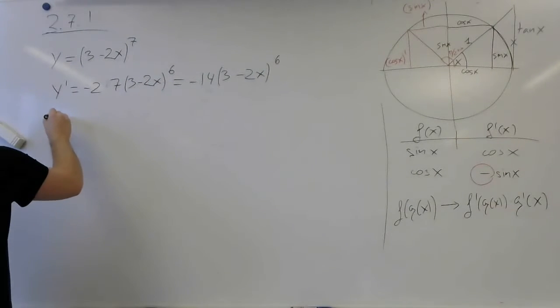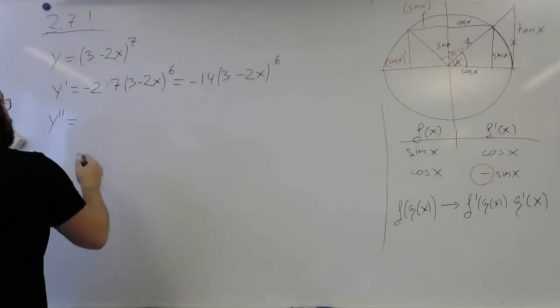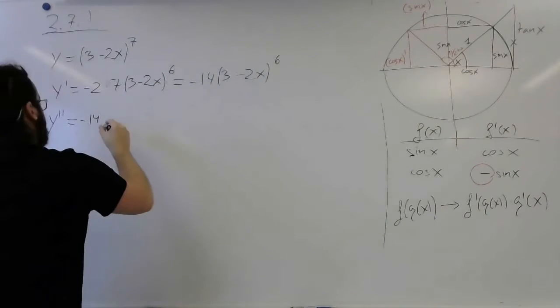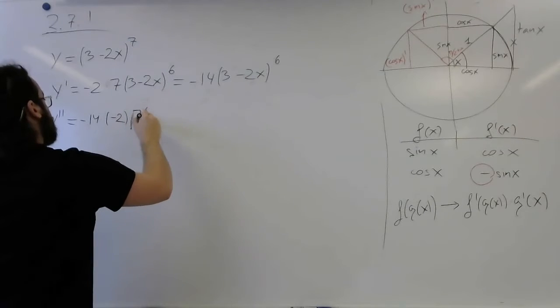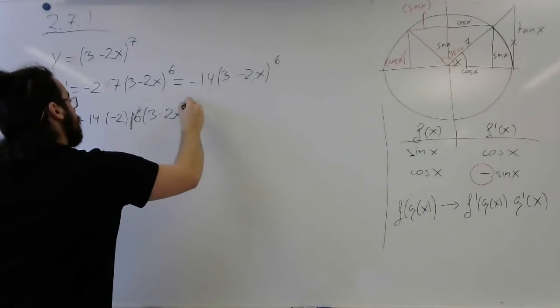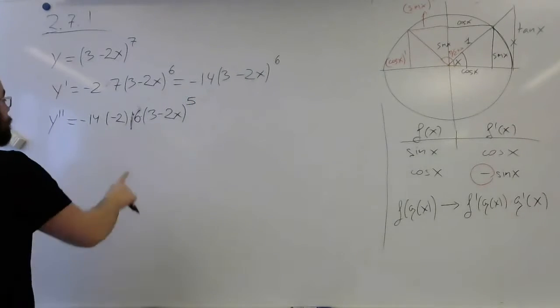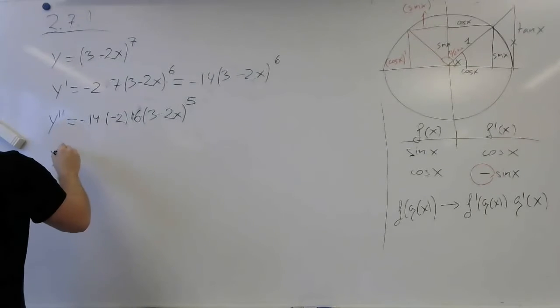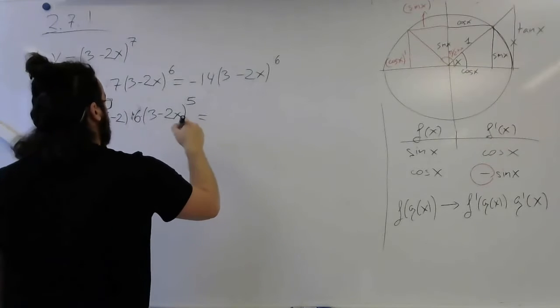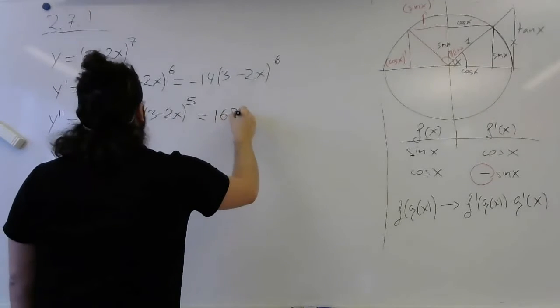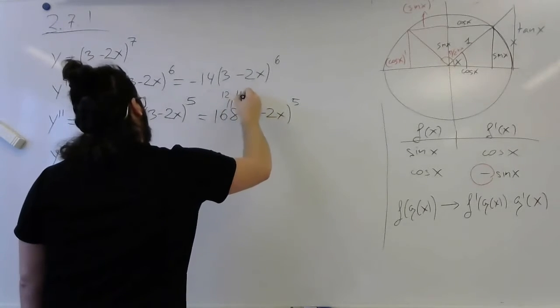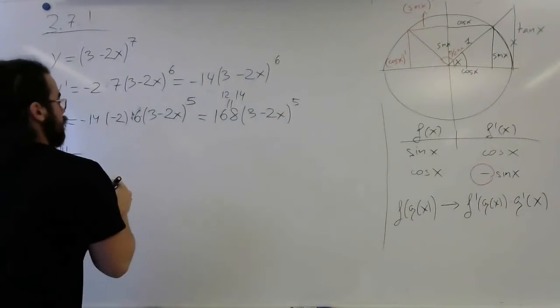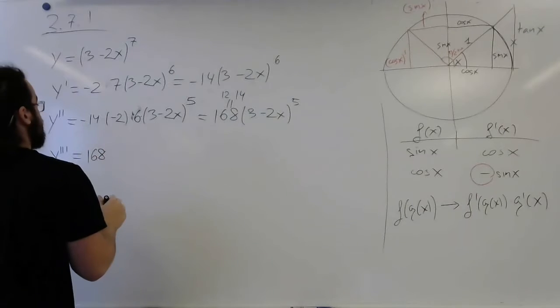We continue deriving. We have minus 14 multiplying derivative of what's inside times derivative of the outer function. Sorry, this is 6. And derivative number 3. Derivative number 3 is 168.